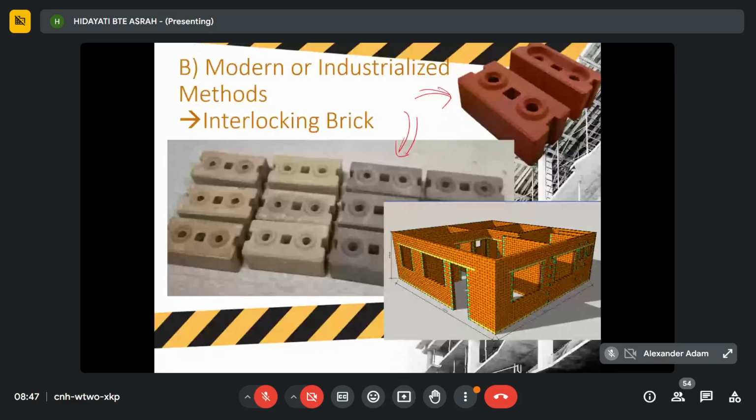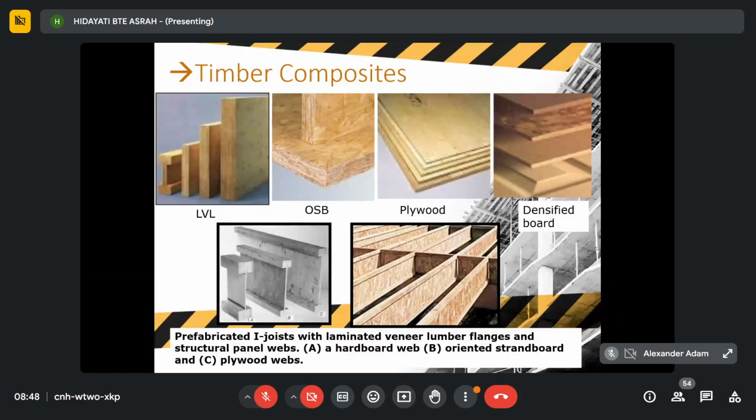Okay, this is another type of material that can be used in construction. This one is timber composite. Composite here means a combination of more than one type of material. Timber is one material, but when you combine it with a different material, then we call it composite.